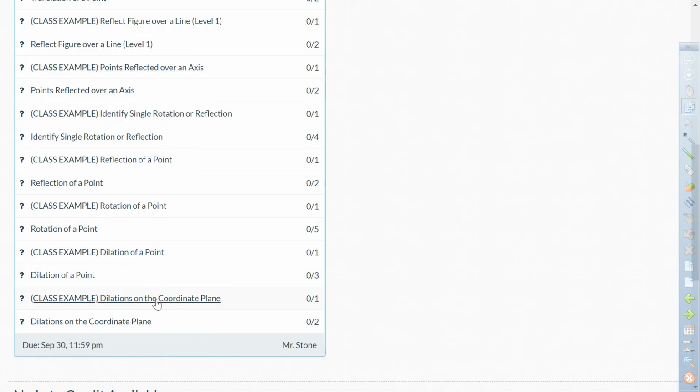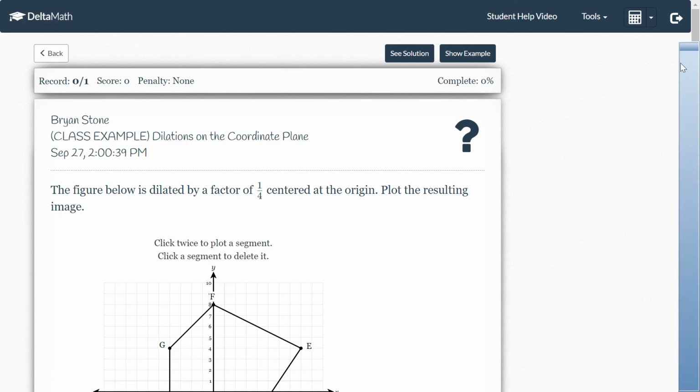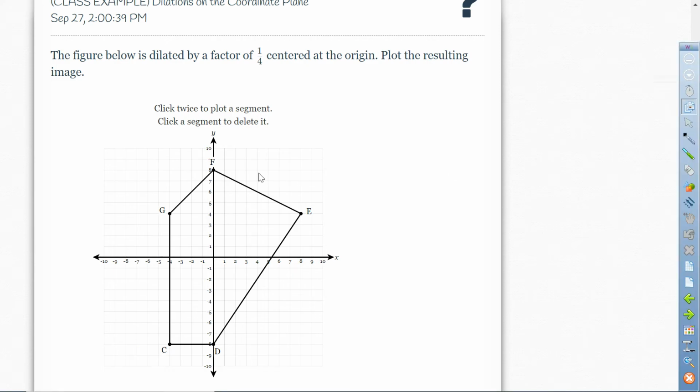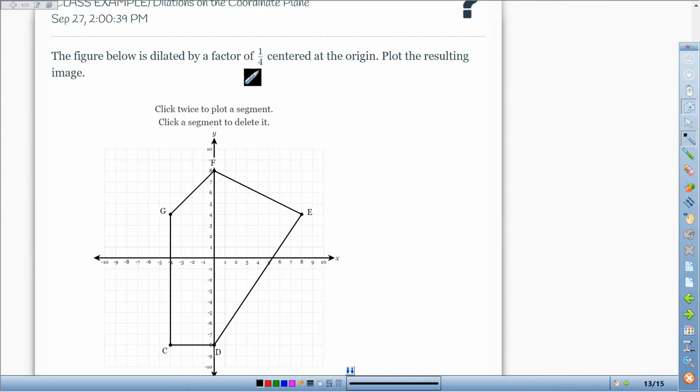Okay, last thing, dilations on the coordinate plane. All right, so more dilations here. This one is giving us a shape and asking us to do our dilation by a factor of 1/4. Okay, so there is our scale factor, 1/4. Okay, so this is one of those problems where turning our fraction into a decimal is probably the first thing we'd want to do. All right, if we do 1 divided by 4, we're going to get 0.25. Okay, so 0.25 is what I'm multiplying by.